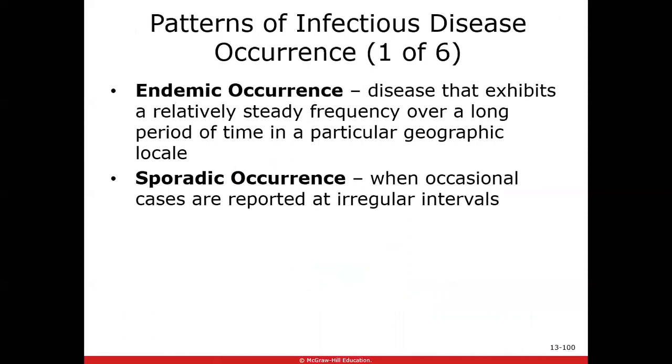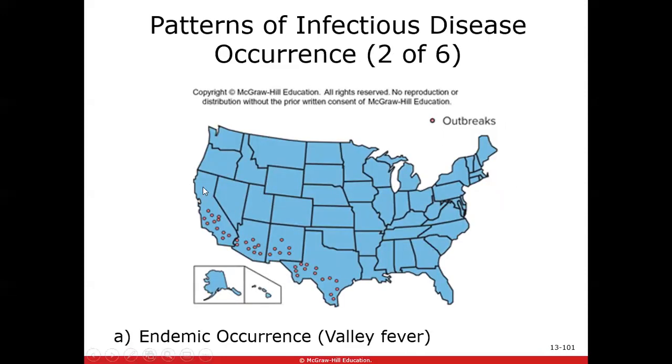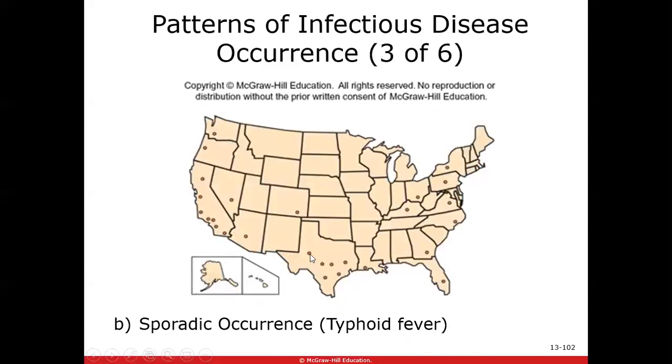You have endemic occurrence. That's disease that exhibits a relatively steady frequency over a long period of time in a particular geographic location. That's endemic. Sporadic, occasional cases are reported at irregular intervals. So endemic is certain areas with a number of cases, but it's in this area, and each one of these circles represents an outbreak. So you have an outbreak of a certain disease in this area. That's endemic. Sporadic is where it just shows up sporadically. There's no given area where it shows up consistently. It's sporadic.